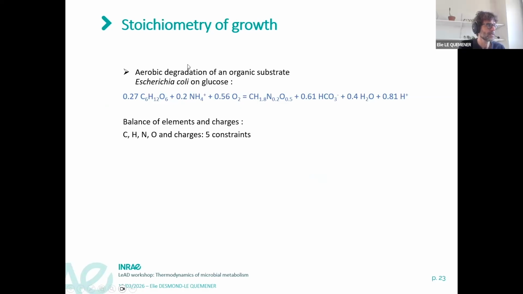And when you do that, you can then write a chemical equation for the metabolism of the microorganism. So, for example, for the aerobic degradation of an organic substrate with Escherichia coli and glucose, you have glucose, you have biomass, and you have some bicarbonate produced, and they consume oxygen. You also need a source of nitrogen, so in that case it's ammonium, and you have some byproducts such as H2O and H+.